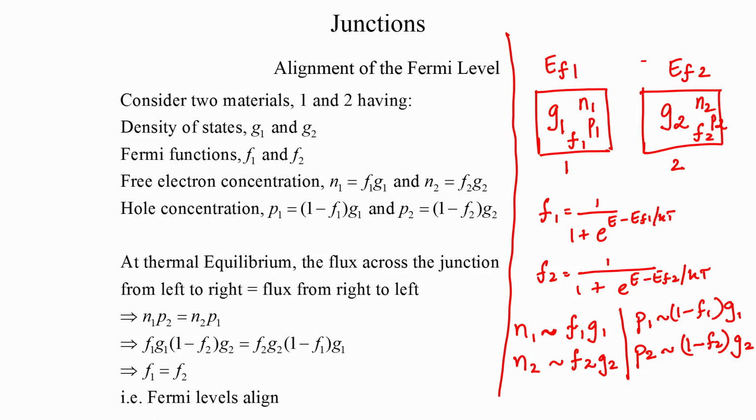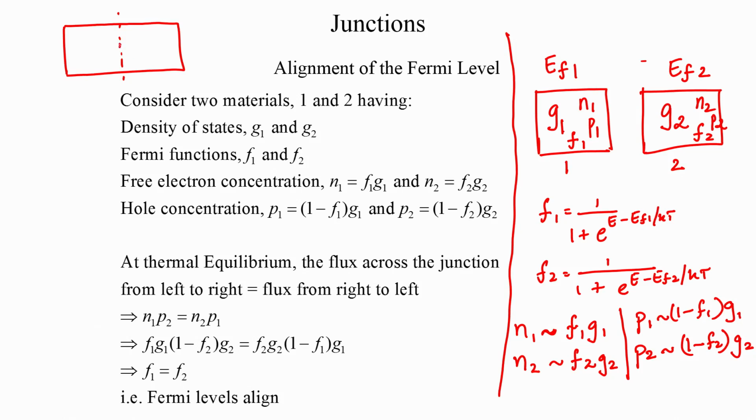Now let us say that we try to create a junction between these two. We bring material 1 and material 2 together and we have established a junction. Now, at thermal equilibrium, we created this junction and left it in the dark, we did not apply a voltage, we did not apply light. And what would happen? In the dark there cannot be any current. If you have a current, you can do work, and you have probably solved the energy crisis.